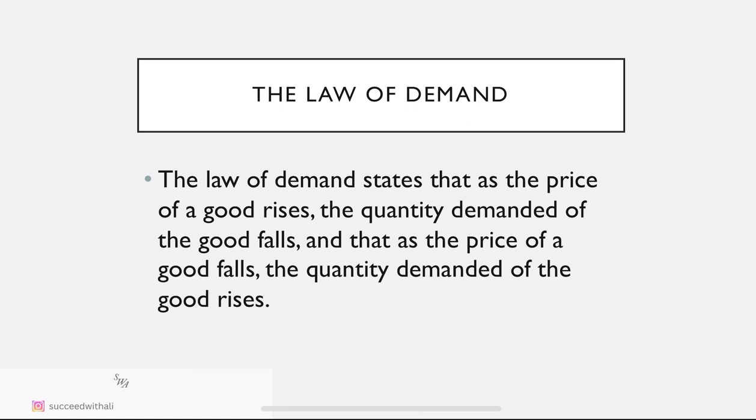What's the law of demand? The law of demand states that as the price of a good rises, the quantity demanded of the good falls, and that as the price of a good falls, the quantity demanded of the good rises. So, as the price goes up, the quantity demanded goes down, and as the price goes down, the quantity demanded goes up.